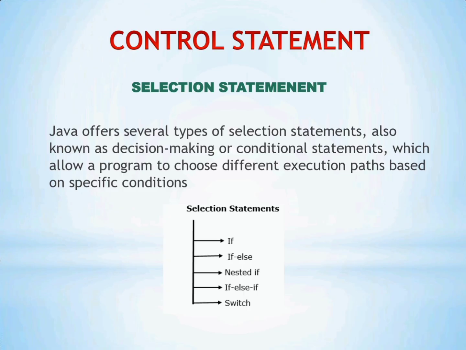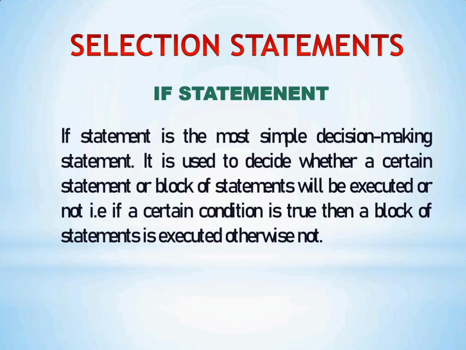In the selection statement, there are a few types: if condition, if else condition, nested if condition, if else if condition, and switch statement. These types help us to make a decision, or choose a different execution path based on the condition. Let's discuss the if statement.